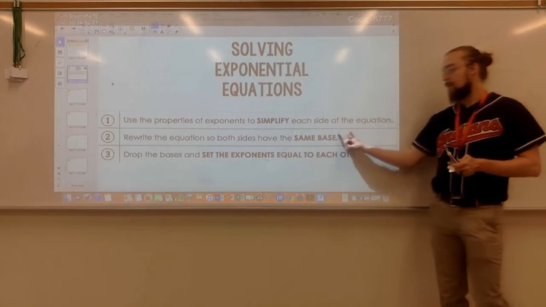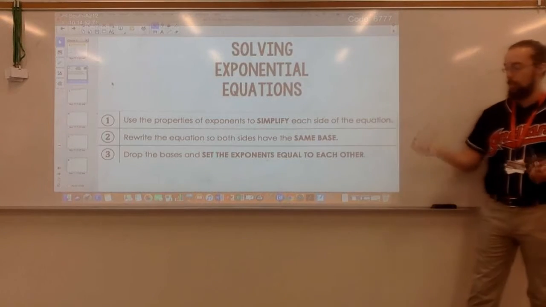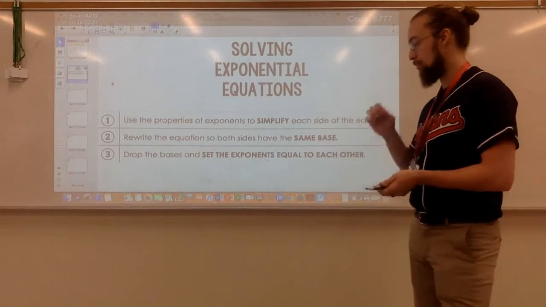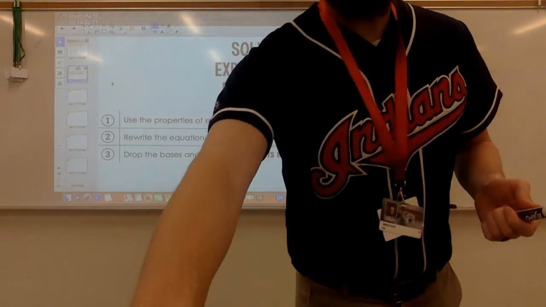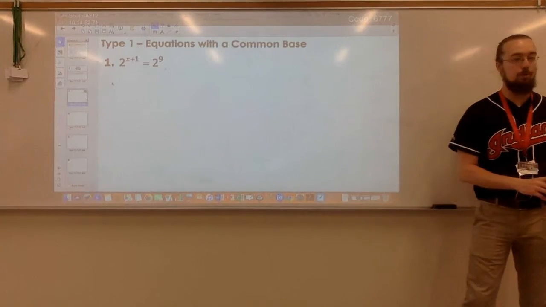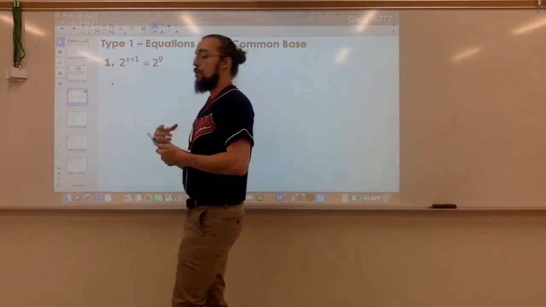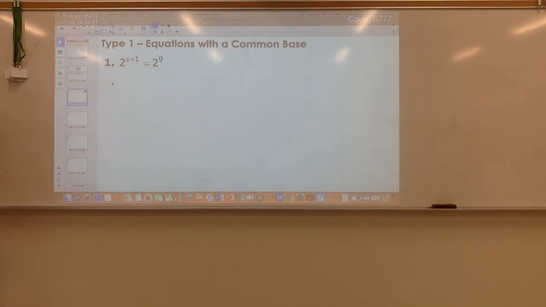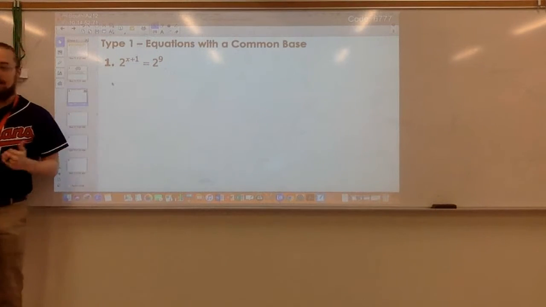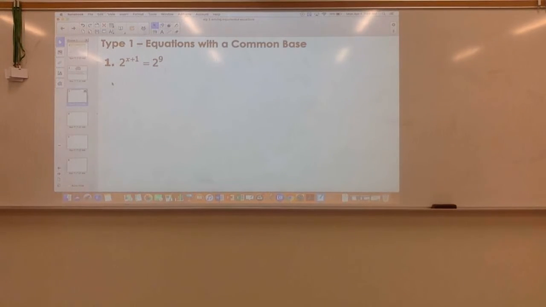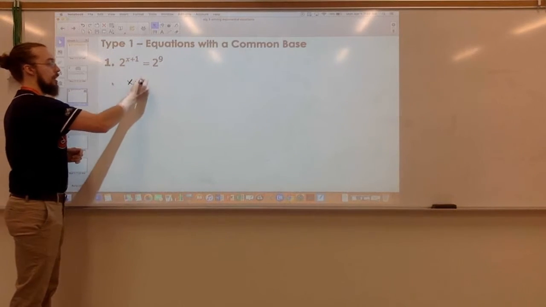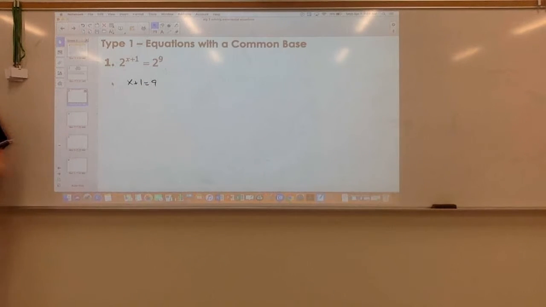And once I have two exponentials equal to each other that have the same base, I would just set the exponents equal. I dropped the bases. So let's take a look at what that means. On the front here, we've got some straightforward ones. This is type 1, equations that already have a common base. So I've got 2 to the x plus 1 power equals 2 to the 9th power. If I already have common bases, all I need to do is set the exponents equal to each other. So I'm just saying x plus 1 equals 9.